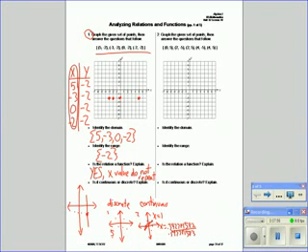Now, look at this number 2. Real quick, continuous or discrete? Discrete, because it gives you points. It doesn't give you an equation. If it gives you an equation, that means they're going to be connected. Or if it gives you a graph that already has lines going through it, as you'll see on the next page. So it's going to be discrete because it gives you points.